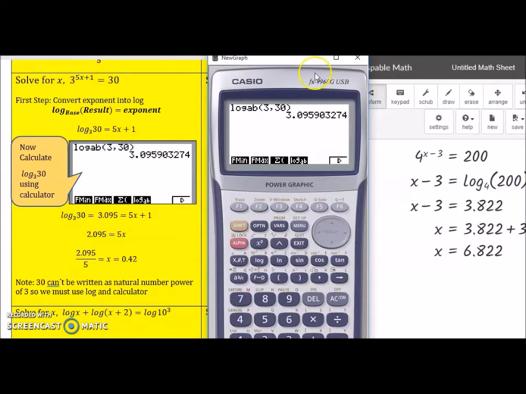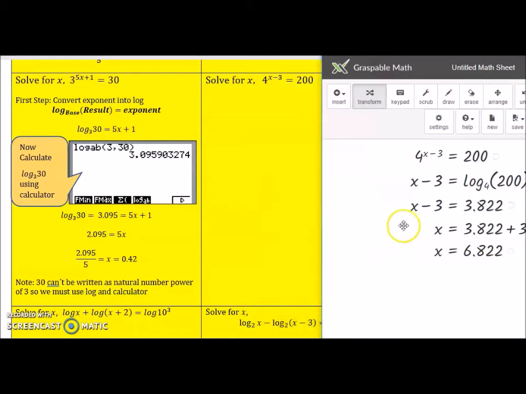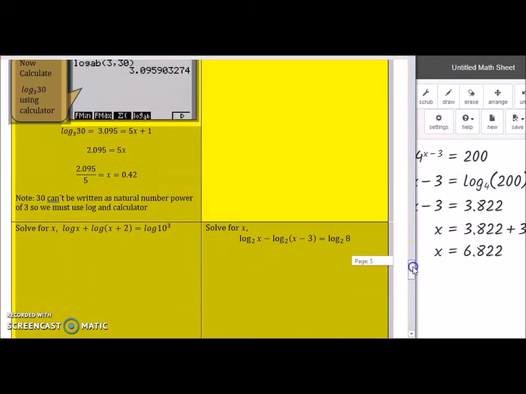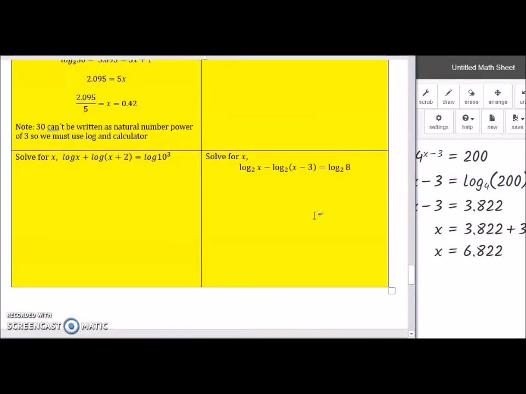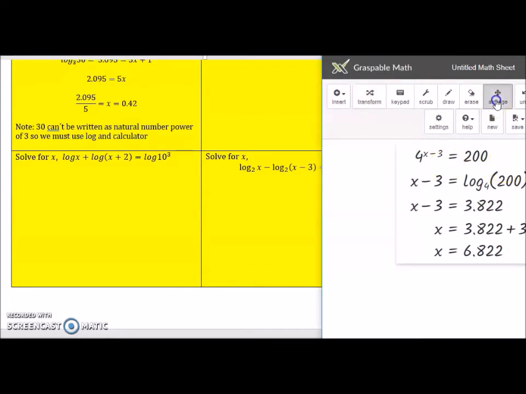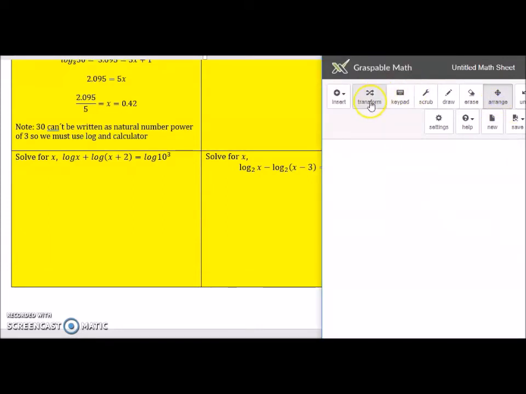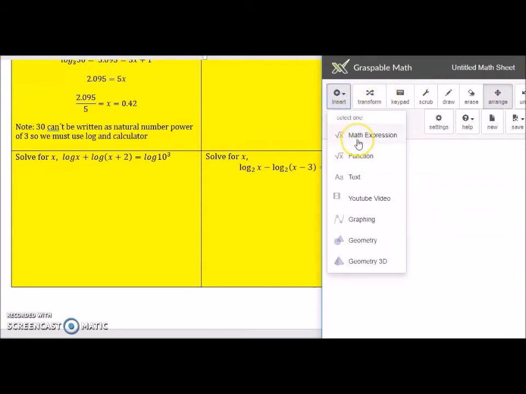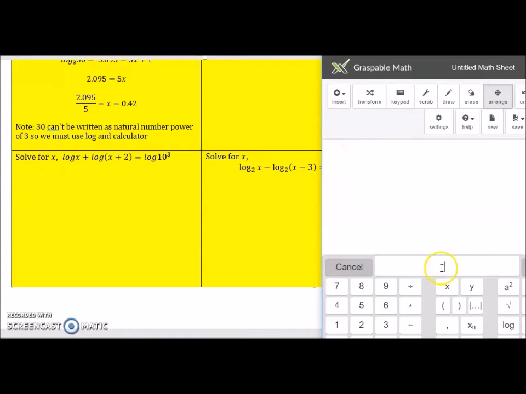Okay, now let's take one more example where we have logs on both sides, where we need to apply some log rules and then solve that equation. I have a question: log x plus log x plus 2 equals log 10 to the power 3. Let me enter my function in this software, which is Graspable Math. You can try it, it's pretty easy to use. Just enter your equation and then follow simple steps.